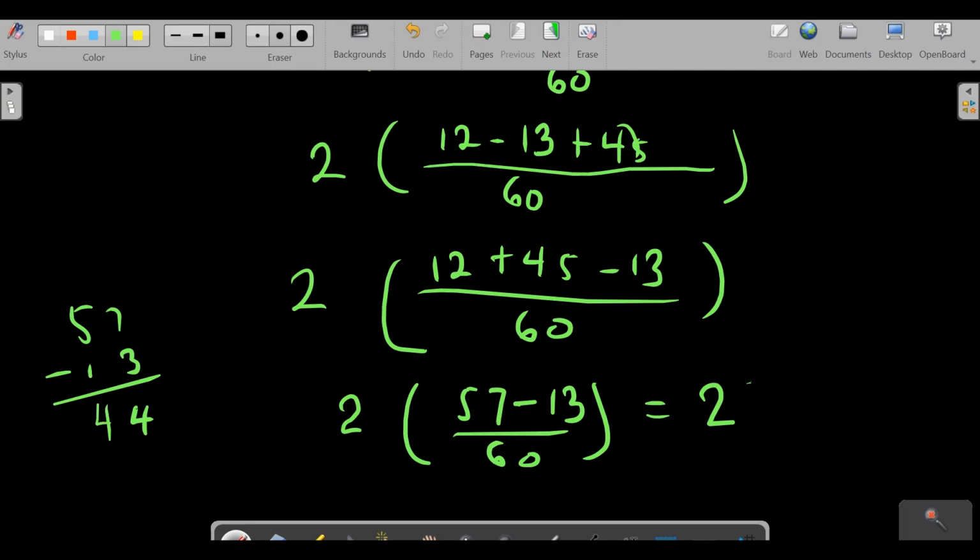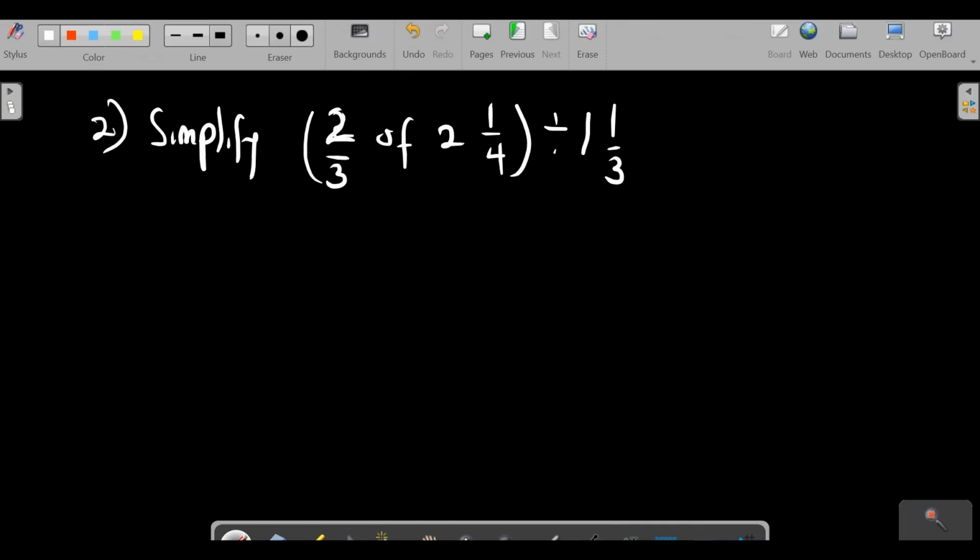So you're having 44 over 60. You can still break this down. You can break the 44 and 60 down. They have a common factor of 4. So 4 here, 1; 4 here, 15. So our final answer is 2 and 4 over 15.